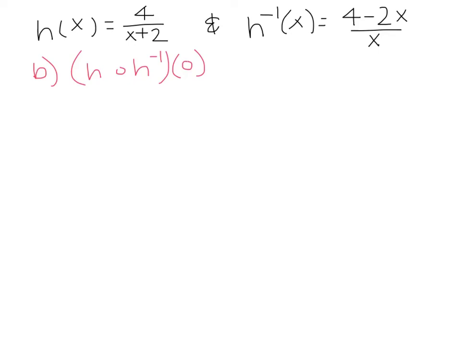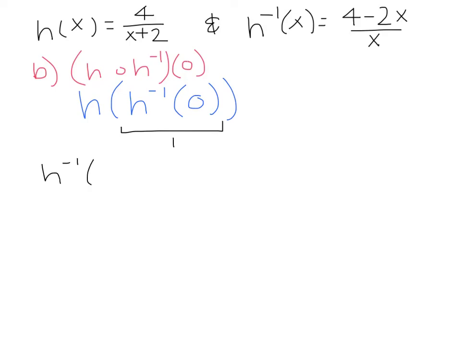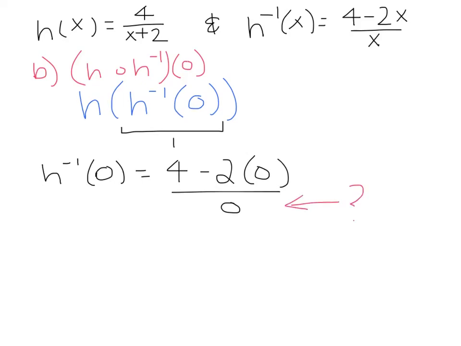So I always like rewriting this, h parentheses the inverse of h of 0, because now I feel like I can see exactly what I'm trying to do. So the first step I need to do is plug 0 in for the inverse. Remember, you always do inside the parentheses first. So the inverse, and I'm plugging in 0. So 4 minus 2 times 0 divided by 0. Are you allowed to divide by 0? So hopefully you guys all said that no, you can't divide by 0. So this composition does not exist. There is no answer for it because I can't go any farther because I can't divide by 0.